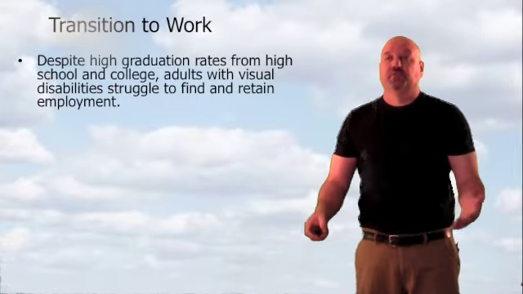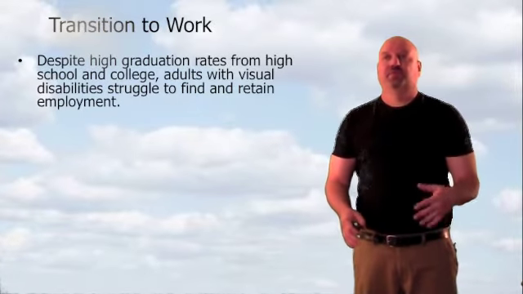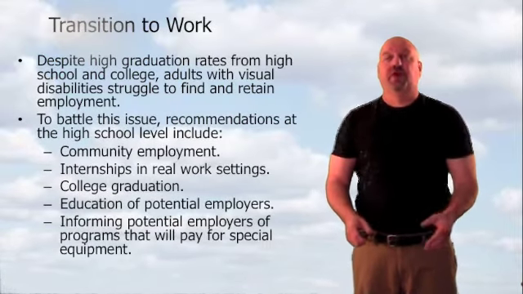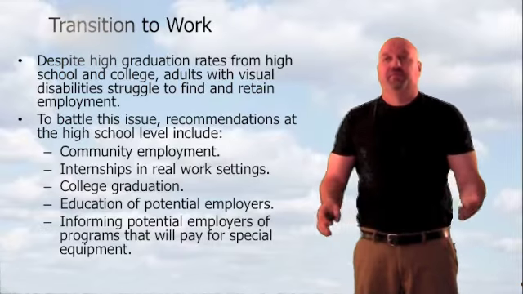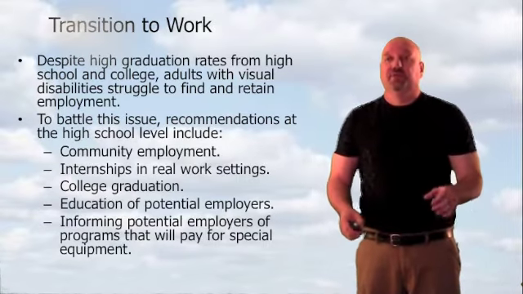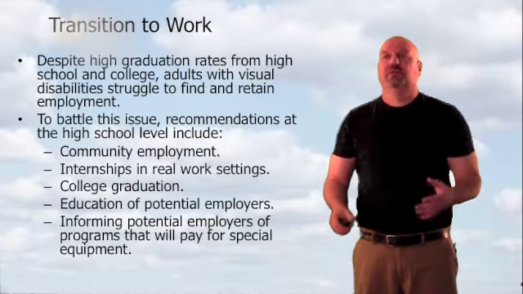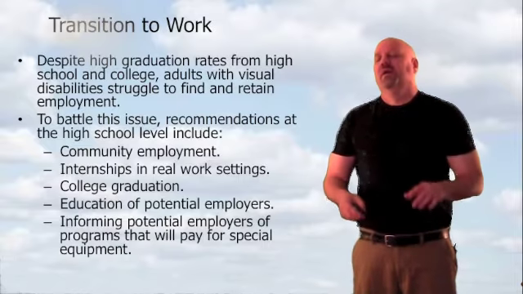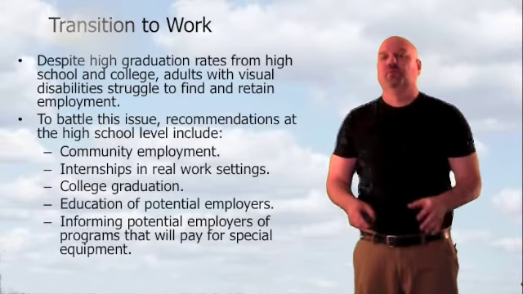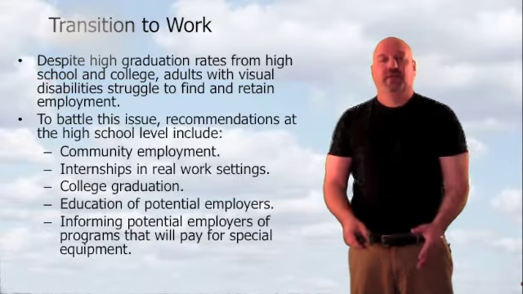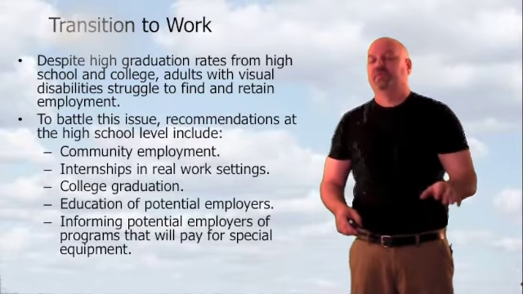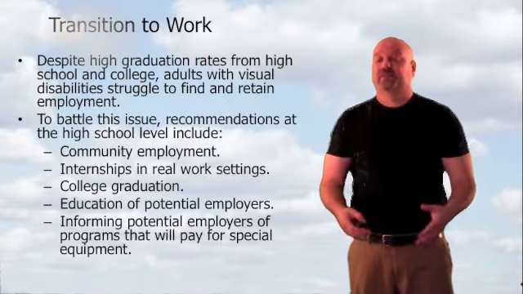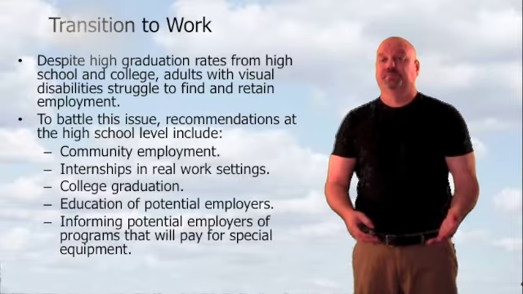When it comes to transition to work, despite high graduation rates from high school and college, adults with visual impairments still struggle to find and retain employment. To battle this issue, recommendations to high school level teaching include getting them employed in the community as soon as possible. Let them do internships in real world settings. Get them ready. They should be very familiar with the environment they expect to participate in after they leave school. So that's going to have to include community participation.